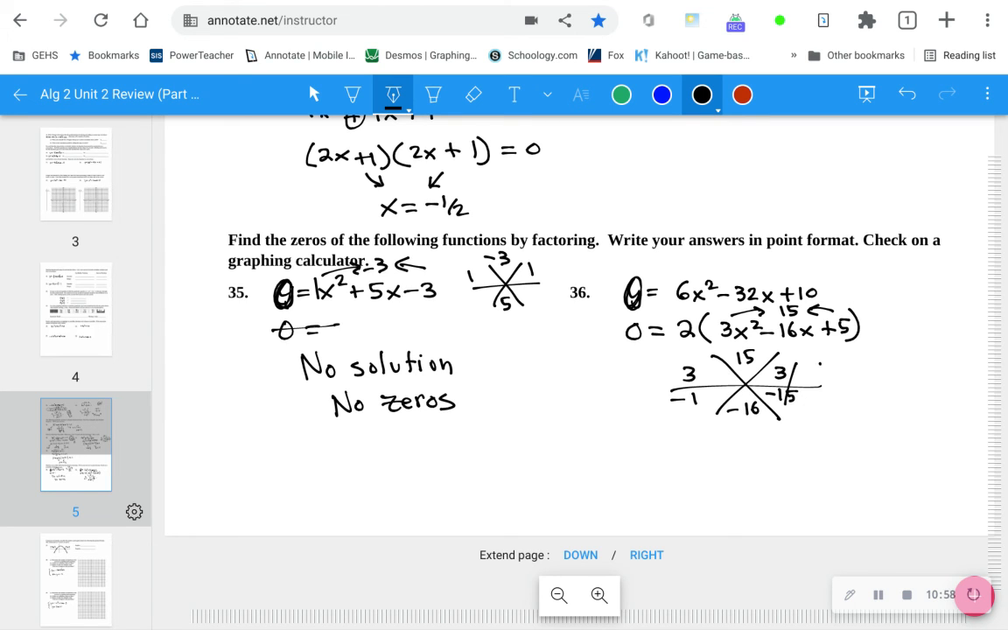So this side simplifies to 1 over negative 5. And we get down to this point here. 2 times 3x minus 1. That comes from here. And the other factor comes from here, 1x minus 5. So this is a bust. 2 equals 0. I don't think so. But this gives an answer of x equals 1/3. And this gives an answer of x equals 5.